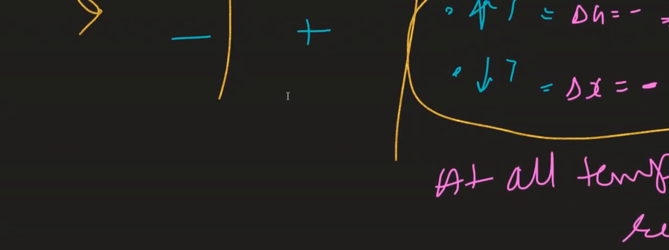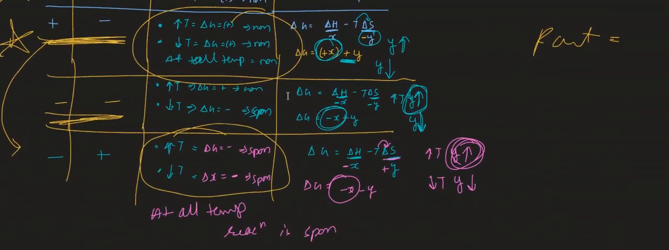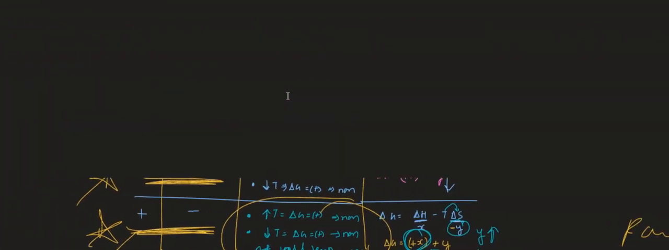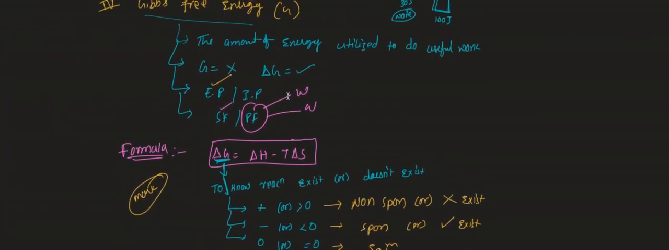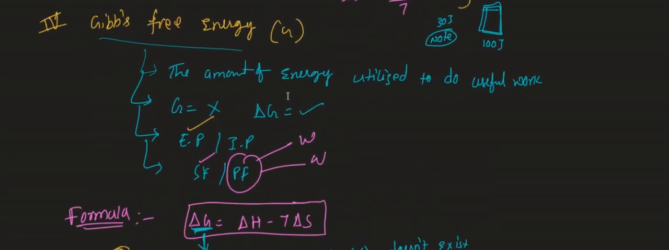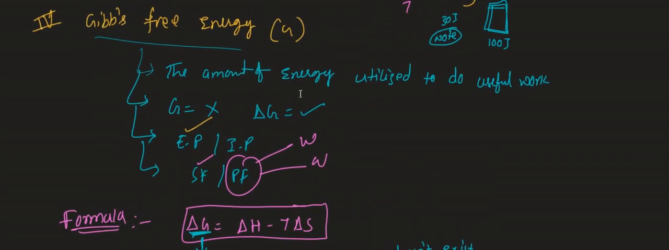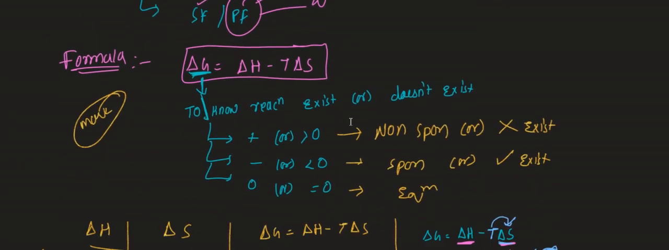So let us start from the last class of thermodynamics. In the last class, the last topic was the Gibbs free energy. So what is the Gibbs free energy? The amount of energy utilized to do work is called Gibbs free energy. Next, what is the formula for Gibbs free energy? Delta G is equal to delta H minus T delta S.